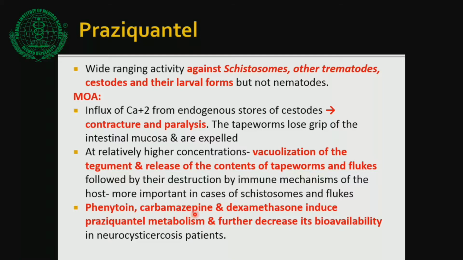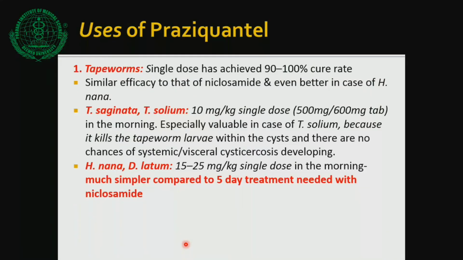So phenytoin, carbamazepine and dexamethasone, when given for neurocysticercosis, will induce Praziquantel metabolism, because these are all enzyme inducers, and they will decrease its bioavailability in the neurocysticercosis patient. That is a disadvantage of giving Praziquantel in neurocysticercosis. That's why Albendazole is the drug of choice.